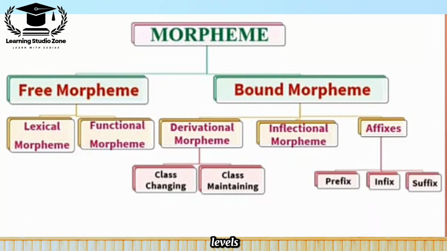On the micro level, we have divided the morpheme into free morphemes and bound morphemes. In free morphemes, we have two different types, the lexical morpheme and the functional morpheme. But in bound morphemes, we have the derivational morpheme and the inflectional morpheme. Let's know about the free and bound morphemes briefly.